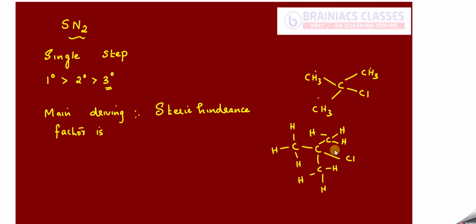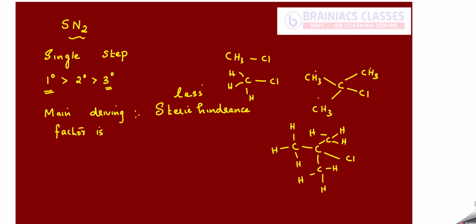Rather, what will happen here? SN1 mechanism. So we need to say that in SN2 there should be less steric hindrance. The main driving factor is less steric hindrance. Suppose you are taking a 1-degree alkyl halide, we know that CH3Cl. So we can see here carbon with hydrogen, hydrogen, hydrogen, and chlorine is present. So there is less steric hindrance here. So that's the reason why 1-degree alkyl halide will give SN2 mechanism.